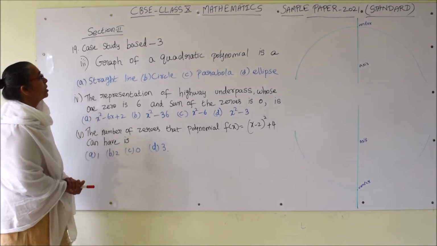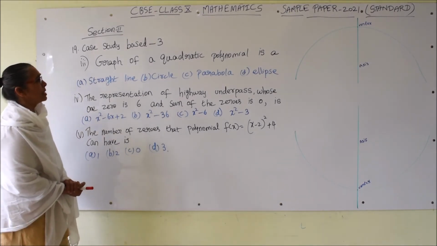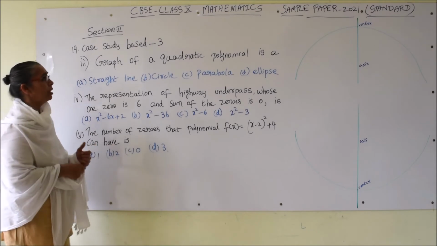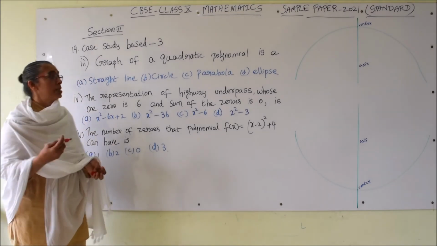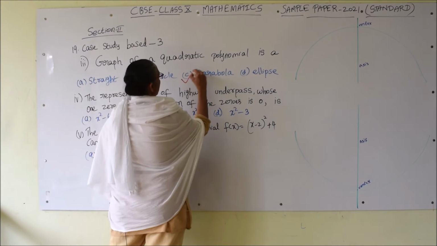Question number 3: the graph of a quadratic polynomial is a straight line, circle, parabola or ellipse. It is nothing but a parabola. It is given in the question itself.